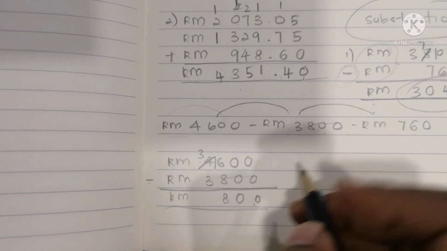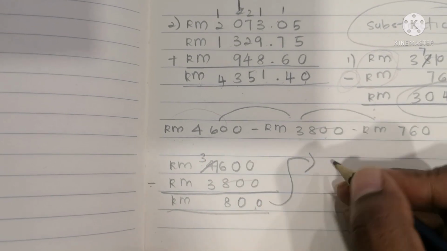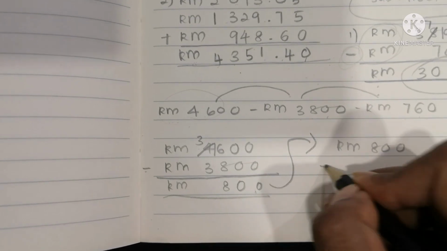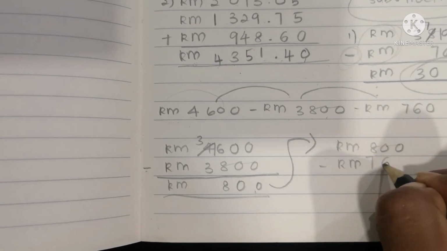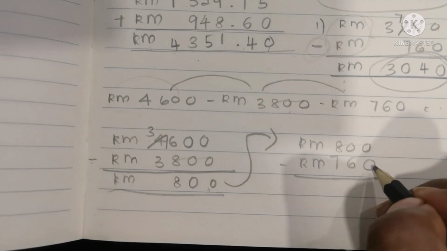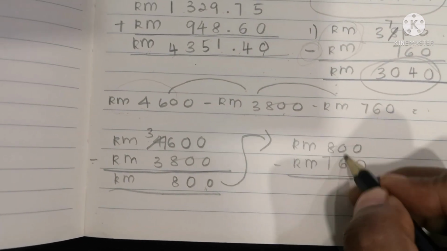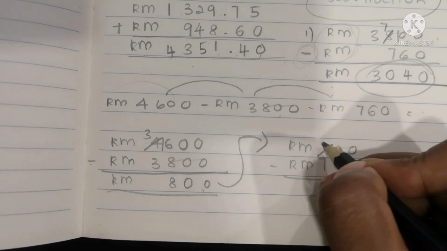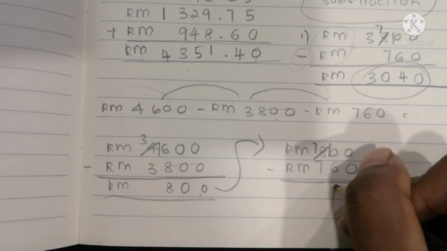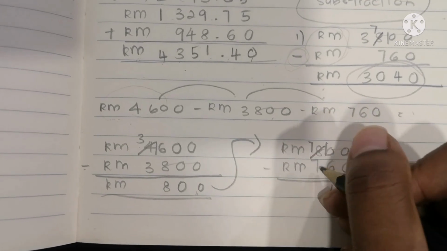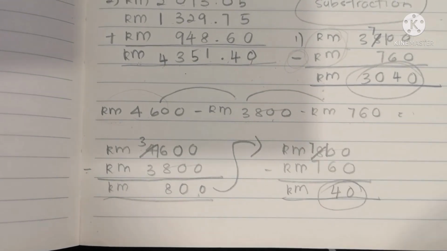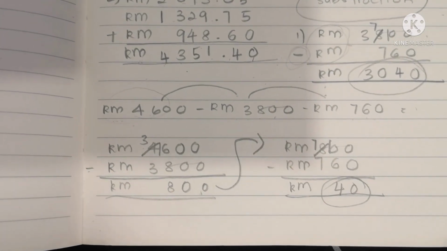800, right? So we have to minus again. So RM 800 minus RM 760. Okay? So can we minus 0, 0? Then cannot minus, so we have to borrow from your friend. 7, give 1, it will become 10. 10 minus 6 will become 4, and 7 minus 7, 0. So the answer is 40 ringgit. 40 ringgit is his balance.